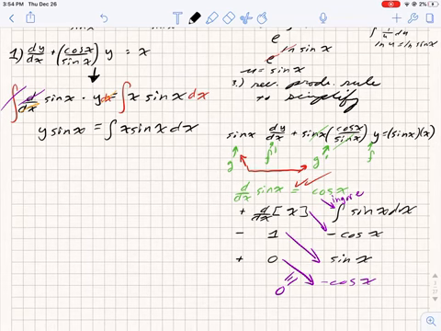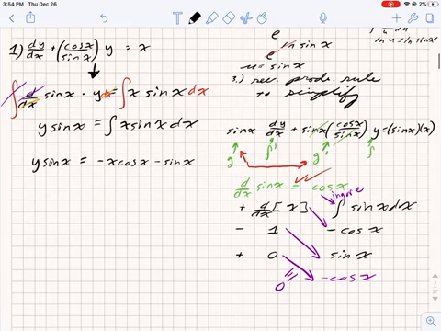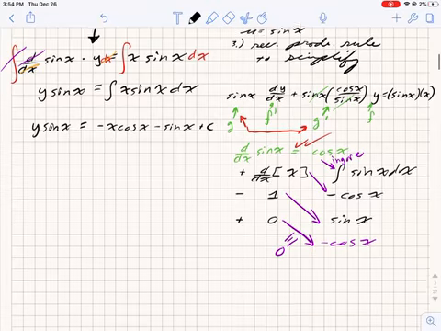So we are left with y sine x is equal to negative x cosine x minus sine x plus c.